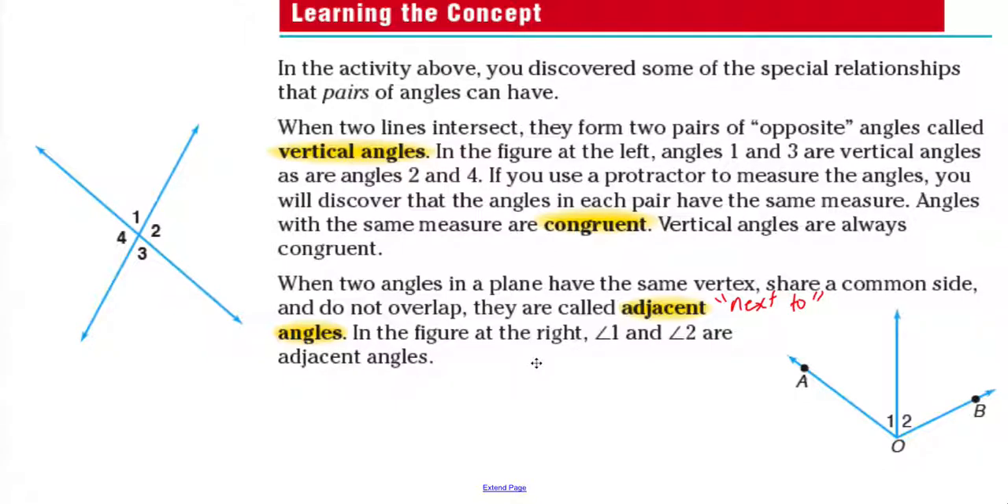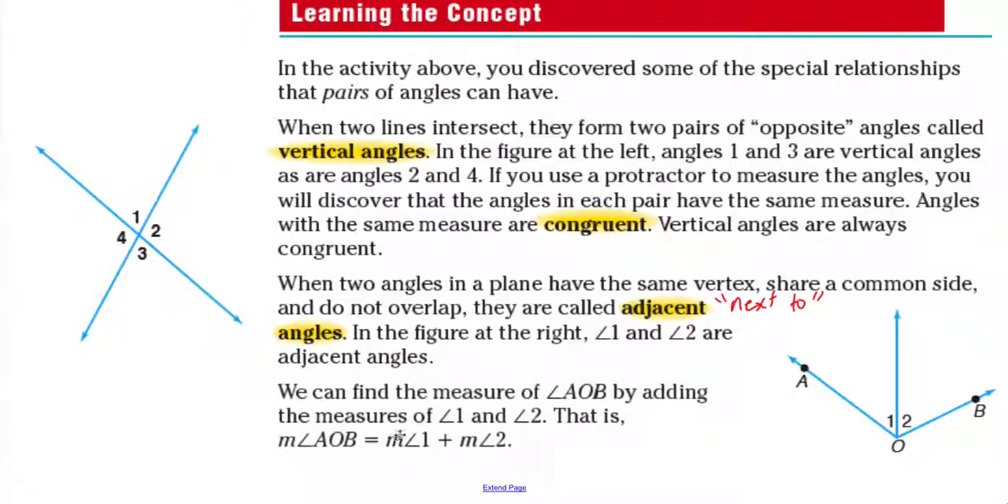Okay, so when they share a common side, in this case, look at this, they share a common side, this side right there. Angle 1 and angle 2 are adjacent angles. So in the figure, angle 1 and angle 2 are called adjacent angles because they share a common side, and these angles are next to each other.